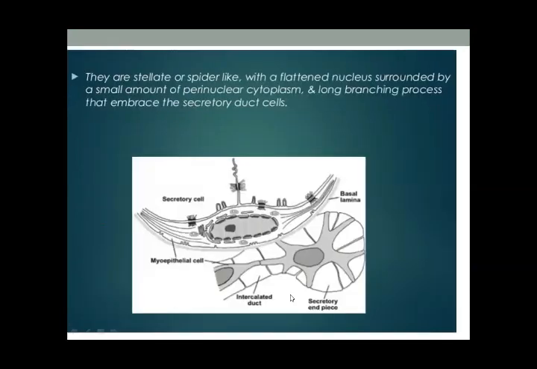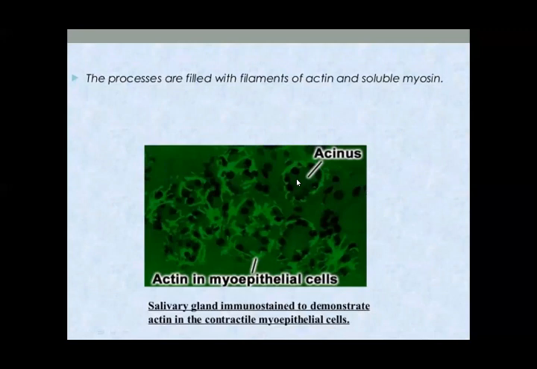They are spider-like, with a flattened nucleus surrounded by a small amount of perinuclear cytoplasm and long branching processes that embrace the secretory or duct cells. Myoepithelial cells, intercalated duct, the secretory ducts, and basal lamina. The processes are filled with filaments of actin and myosin. Salivary gland immunostained to demonstrate actin in the contractile myoepithelial cells.